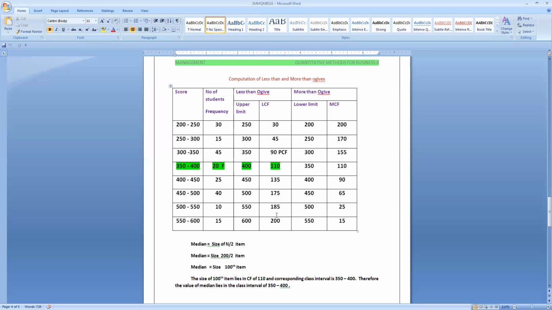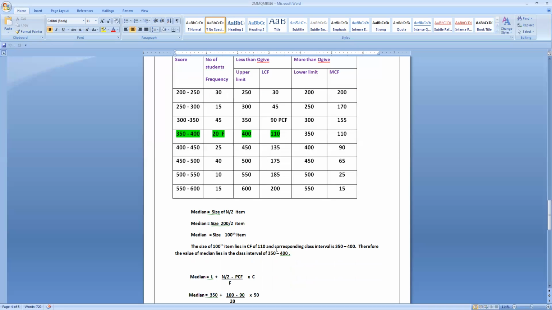Next, for the more than CF, the last number will be considered here. It will become the first. 200 minus 30 will be 170. 170 minus 15 is 155. We should go on deducting in decreasing order. So this is how we have to calculate both less than and more than in terms of numbers.